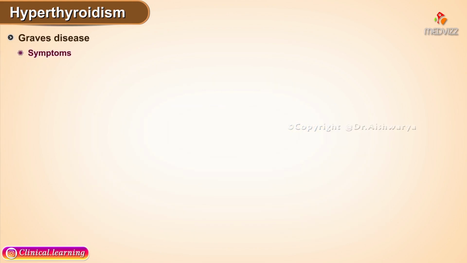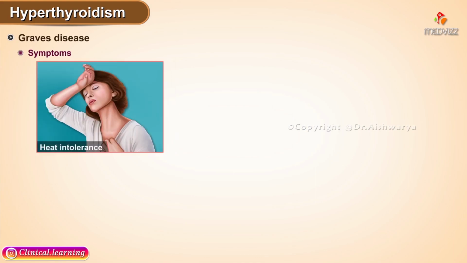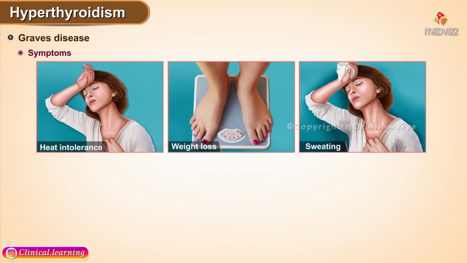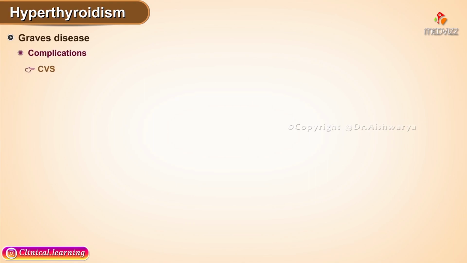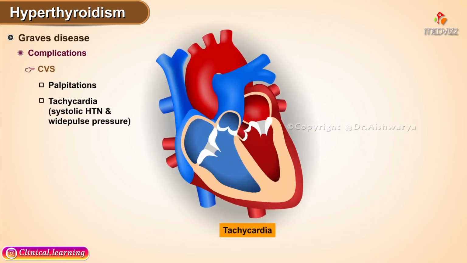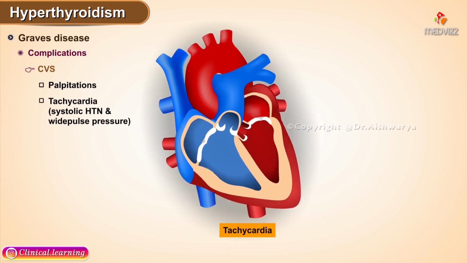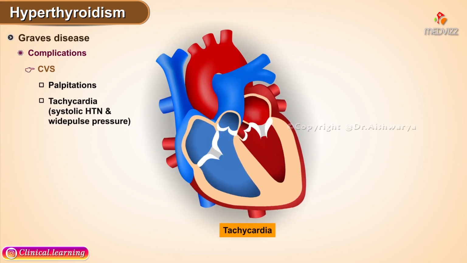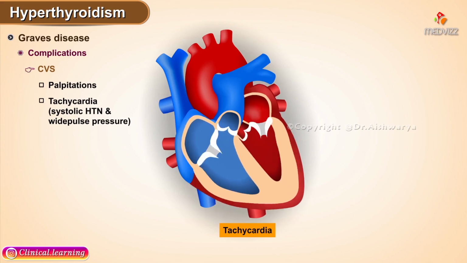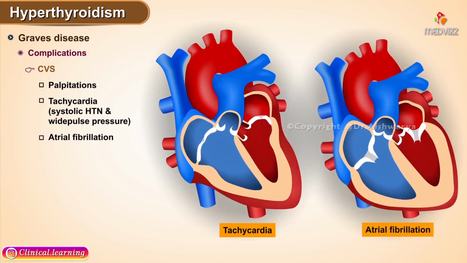Patients present with features of hyperthyroidism like heat intolerance, weight loss, sweating, diarrhea, hair loss or thinning of the hair, and so on and so forth. Cardiovascular complications like palpitations or tachycardia associated with systolic hypertension and a wide pulse pressure can also be seen. There will be an increased contractility of the heart and thereby an increased cardiac output along with a decreased systemic vascular resistance. Patients can also have atrial fibrillation.